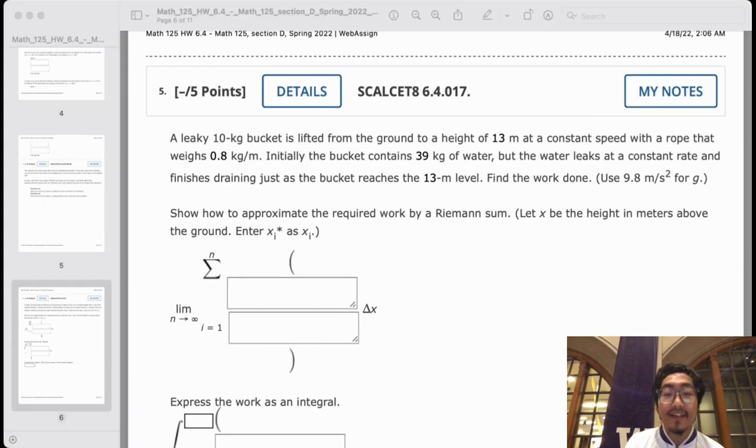Okay, number 17. This is going to be another tough one. I will introduce how you do this problem.